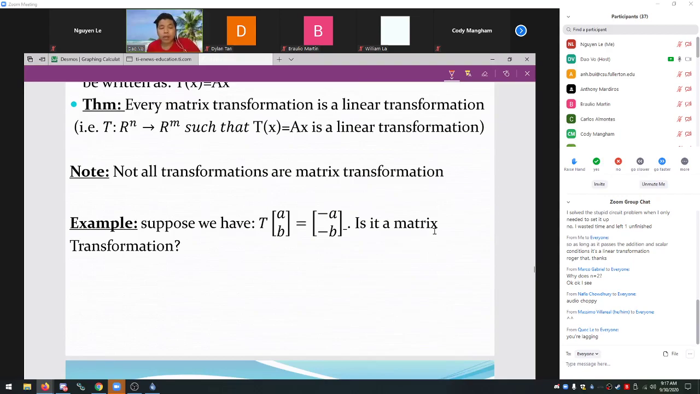All right, so suppose we have T of (a, b) equal to (-a, -b). Is this a matrix transformation? I think we went through this the other day. So we can make the argument that T of (a, b) equals A times (a, b). So if T of x equals Ax, then T of x is a matrix transformation.